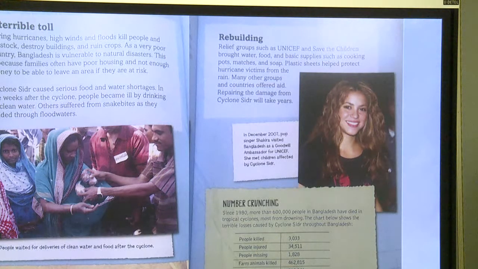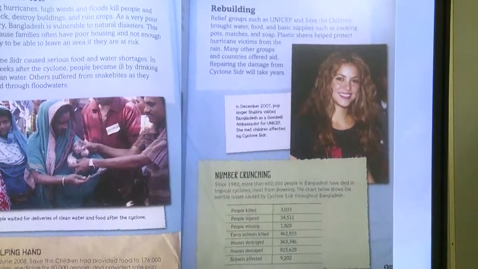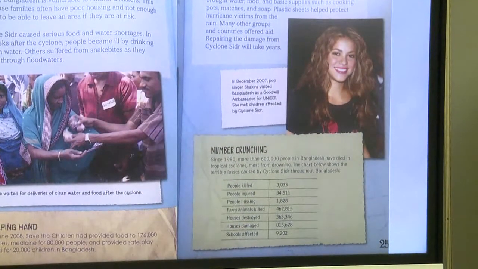In December 2007, pop singer Shakira visited Bangladesh as a goodwill ambassador for UNICEF. She met children affected by Cyclone Sitter. So that's Shakira in the picture, and she was there to help the children after Cyclone Sitter. Number crunching. And I see a chart right there. So this chart must be helping me find information quickly.